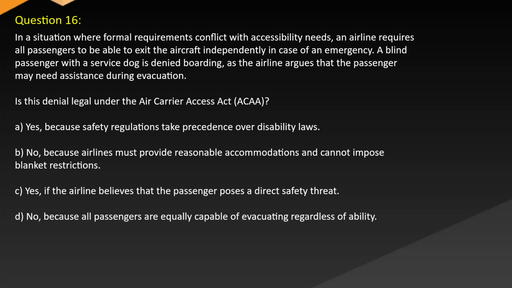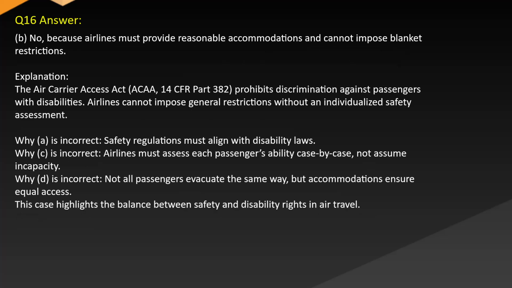A. Yes, because safety regulations take precedence over disability laws. B. No, because airlines must provide reasonable accommodations and cannot impose blanket restrictions. C. Yes, if the airline believes that the passenger poses a direct safety threat. D. No, because all passengers are equally capable of evacuating regardless of ability. Answer: B. No, because airlines must provide reasonable accommodations and cannot impose blanket restrictions.